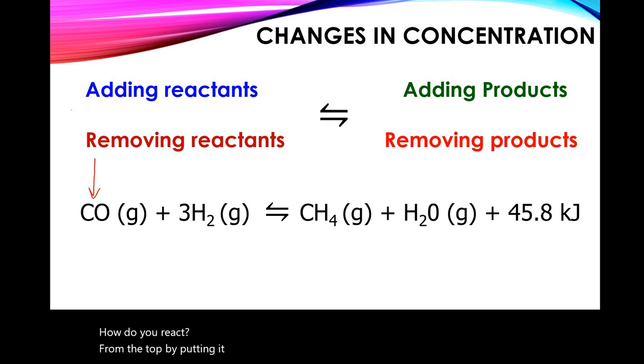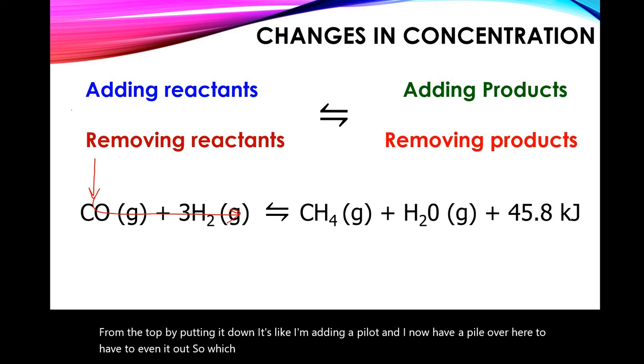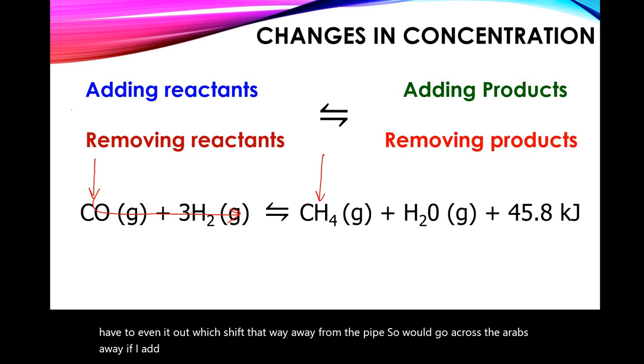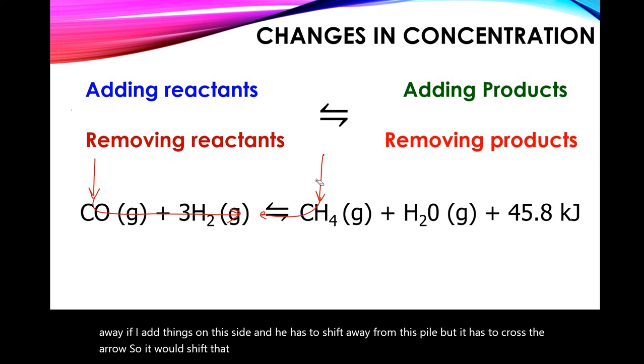It's like I'm adding a pile. And now I have a pile over here and I have to even it out. So it would shift that way, away from the pile. So it would go across the arrows away. If I add things on this side, again, it has to shift away from this pile, but it has to cross the arrows. So it would shift that way. So that's if I'm adding reactants or products.